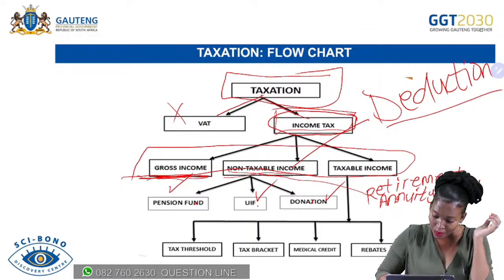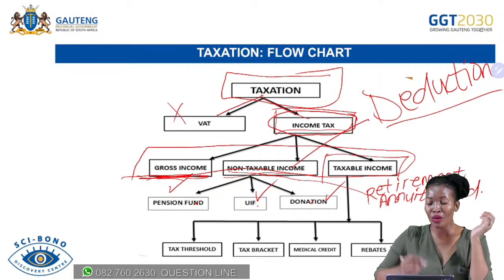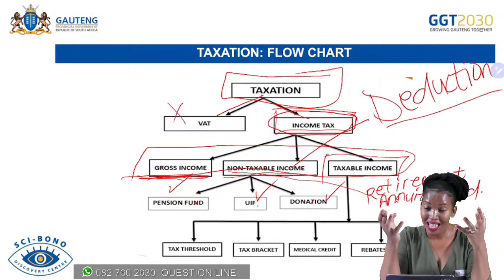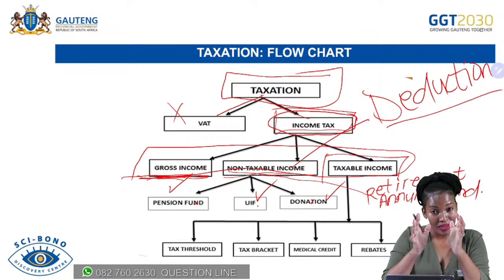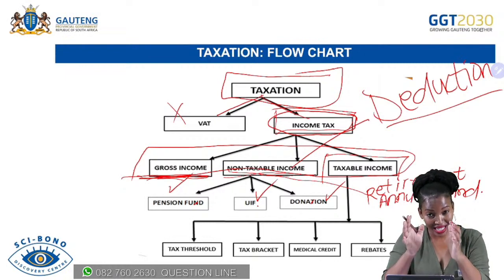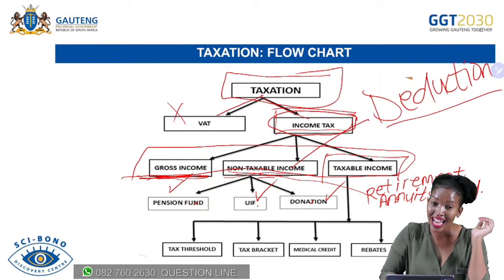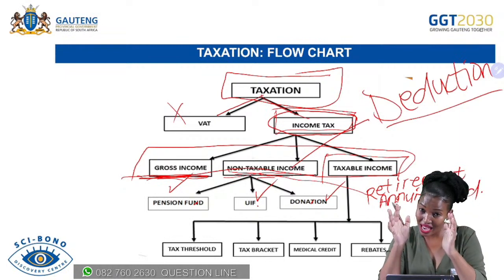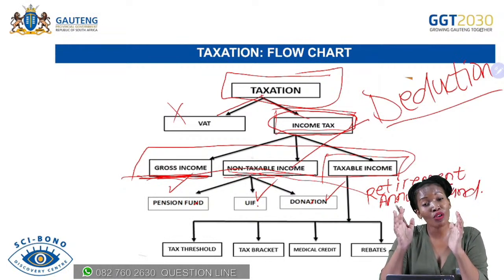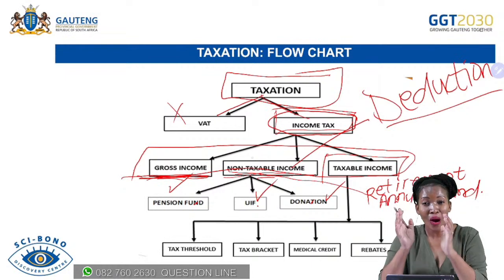And then we have what we call a taxable income. Now, when you talk about taxable income, that is now the income that you are going to tax. It means now once you have taken out your non-taxable deductions, the balance that you have now, that is the balance that you are going to calculate tax on.